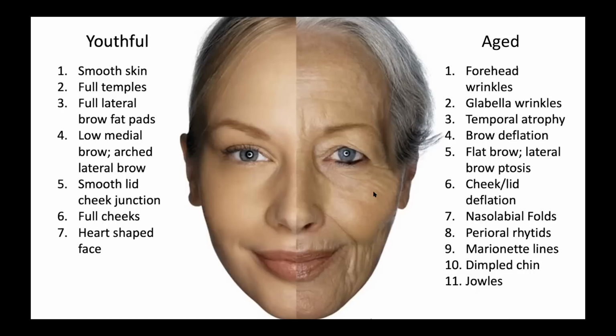As we get further down, we start to see the appearance of these lines, the nasolabial folds, what we call the marionette lines. We see lines, and we'll call them perioral rhytids. Rhytid just means line around the mouth. And in the youthful face, we don't see these. In general, we see a heart-shaped face in youth, and we see more contours, sometimes jowls, as we get older.